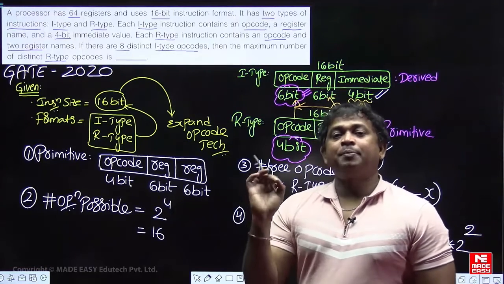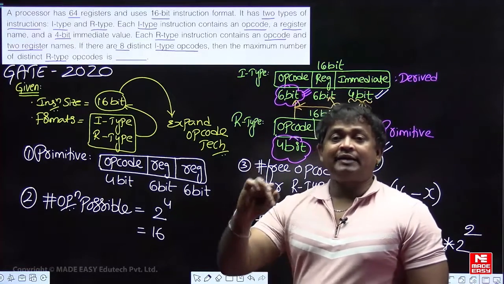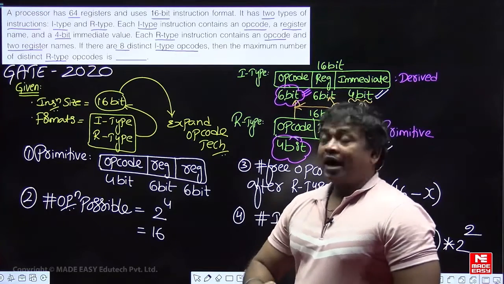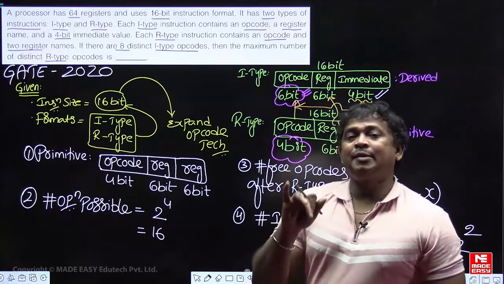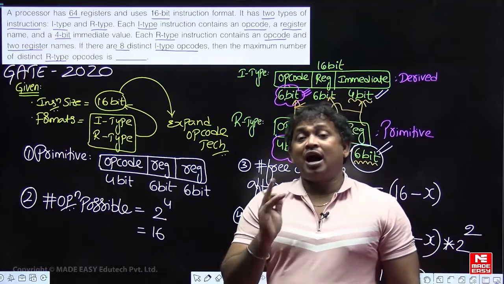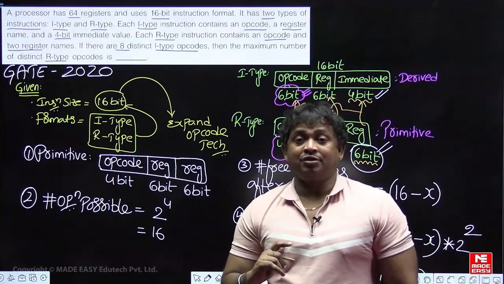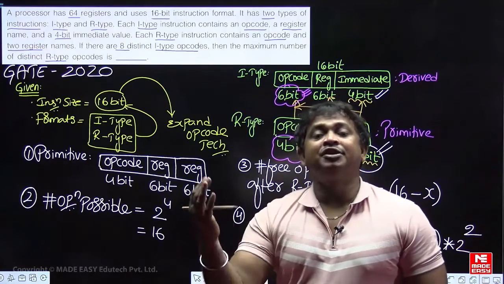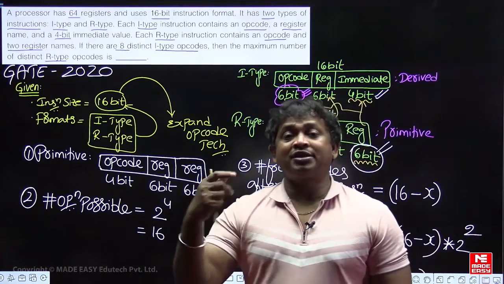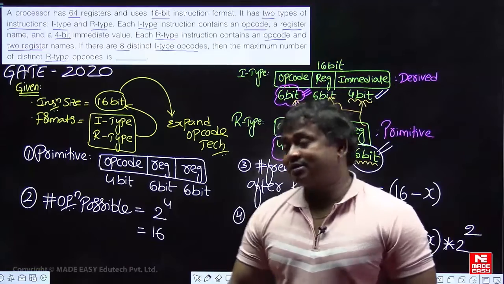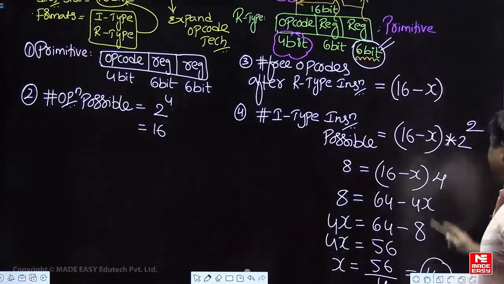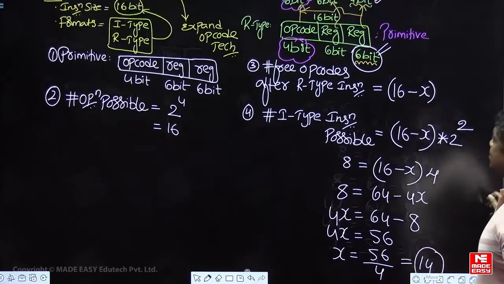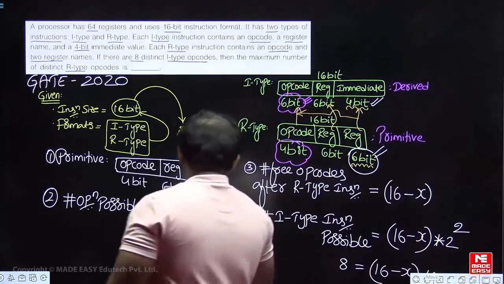After implementation of 14 R-type instructions, we are going to design 8 I-type instructions. So I-type instruction is a derived instruction, R-type instruction is a primitive instruction. Here derived instructions are already given, we identified the primitive instructions. How many primitive instructions exist in the system? Answer is 14. I hope you understand the solution. Is it clear? So with respect to this question, answer is 14.